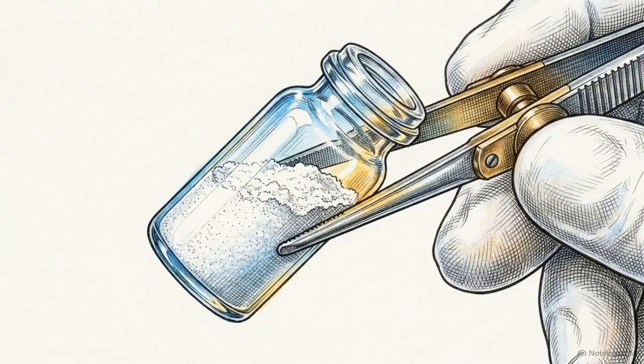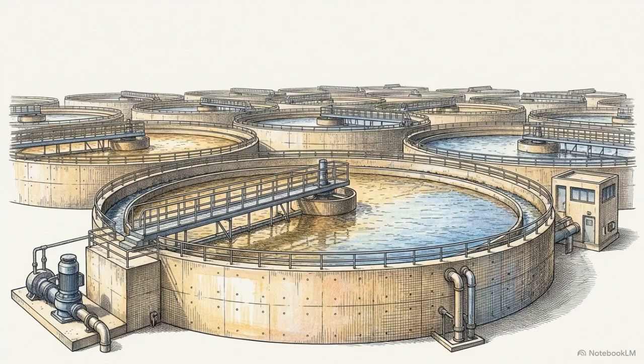These simple mechanical properties are highly scalable. The exact same physics used to isolate a few grams of a precipitate in a lab vacuum flask are used to purify millions of gallons of water in municipal wastewater treatment membranes.